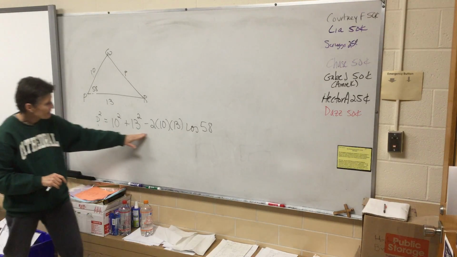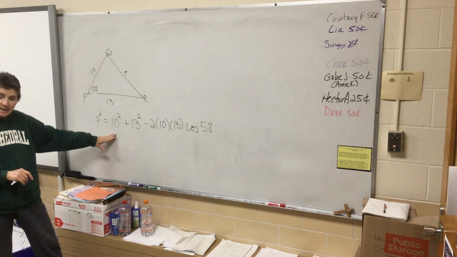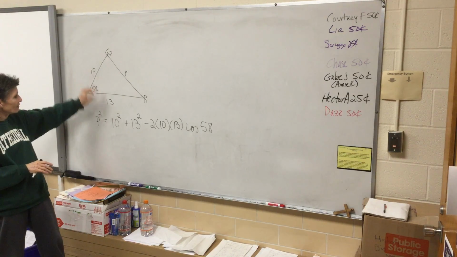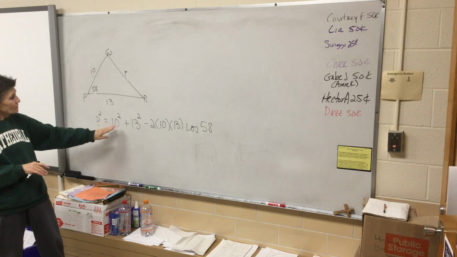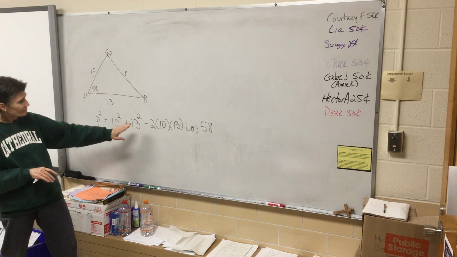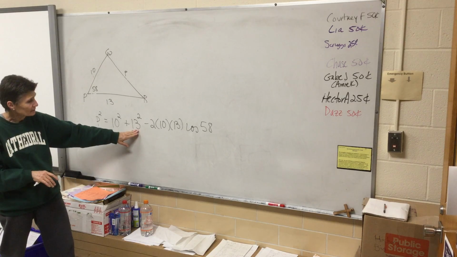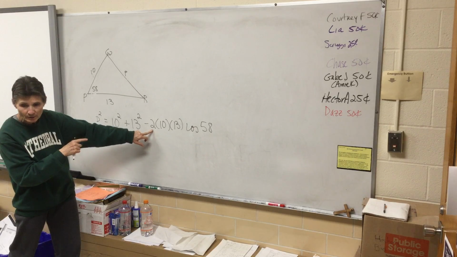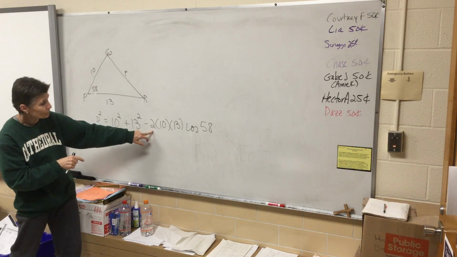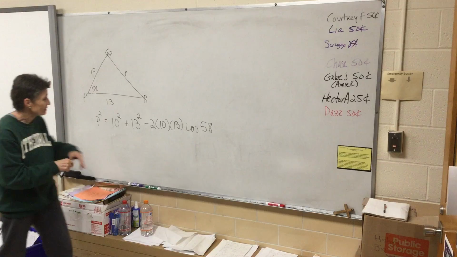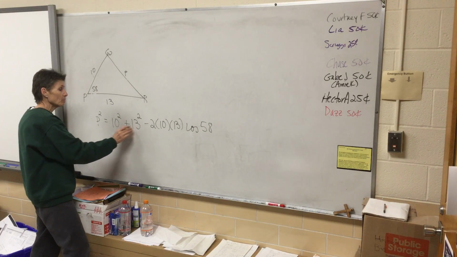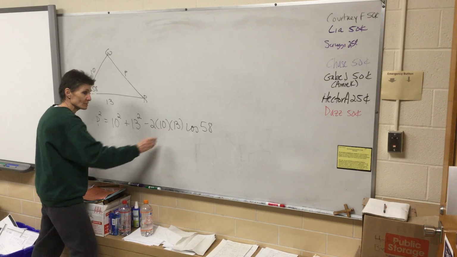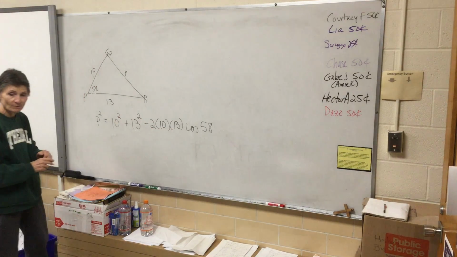All of the stuff in the middle is a combination of the other two sides, the 10 and the 13. So we square the 10 and we square the 13. And then we subtract 2, and that's always 2. That's part of the formula, that's always 2 times 10 times 13. So it's 10 squared plus 13 squared minus 2 times 10 times 13. And then your cosine 58 on the end.